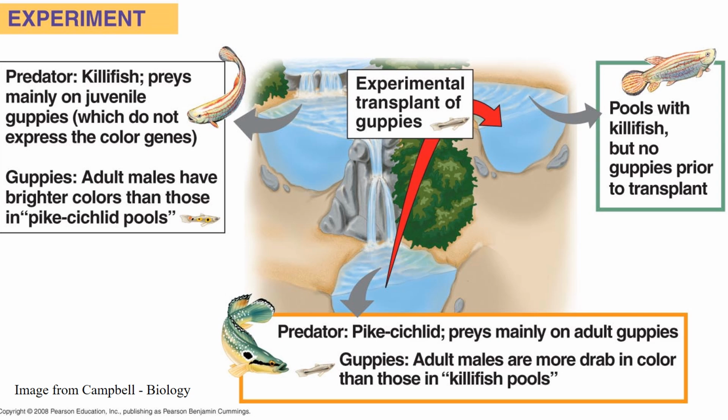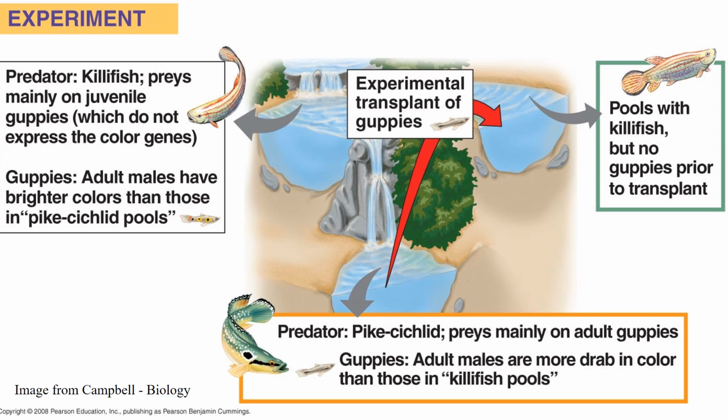If you took the drab guppies below the waterfall, moved them up into a pool that had killifish but didn't have any guppies, and if evolution is working on them, you might see a shift in the genetics. And that's actually what they saw, because they moved them up there. The drab guppies, then, the ones that got to mate more were the ones that were slightly more colorful, and then slightly more colorful than that, and then slightly more in subsequent generations.